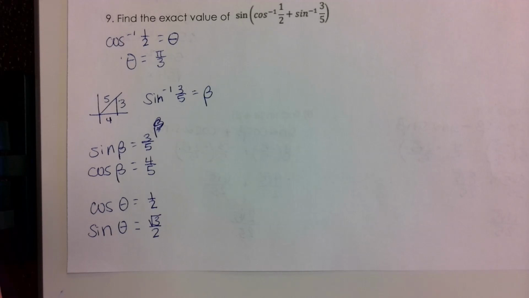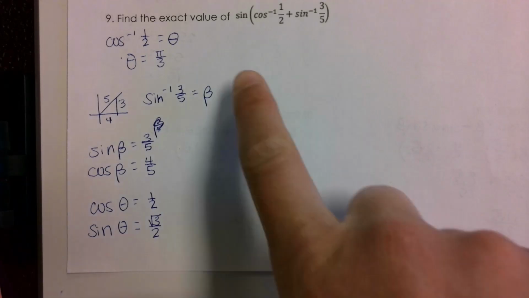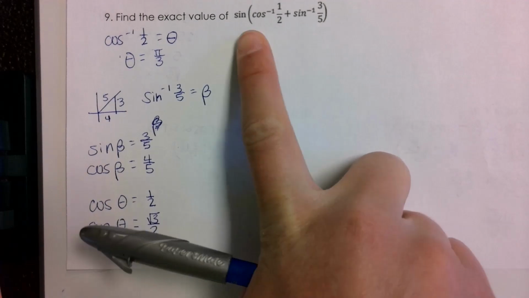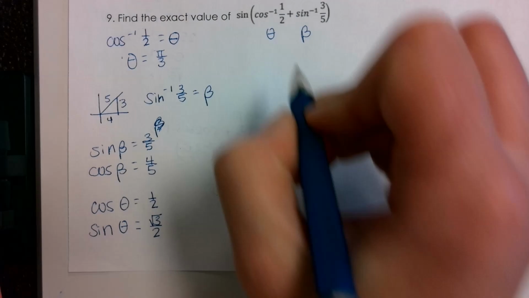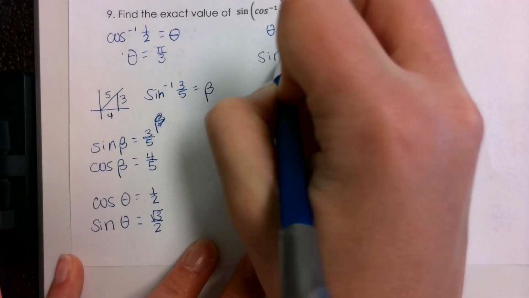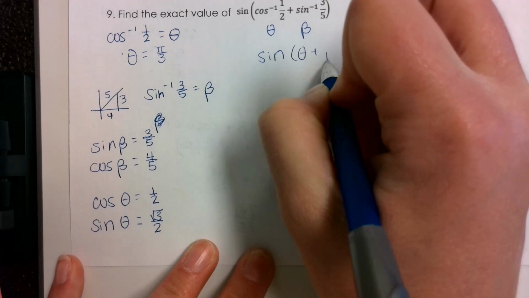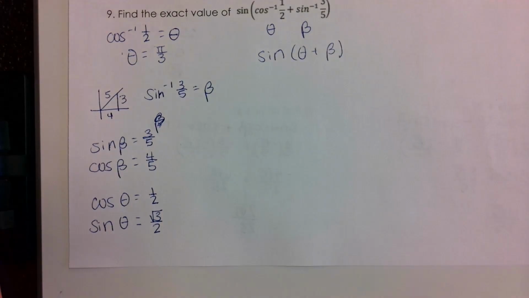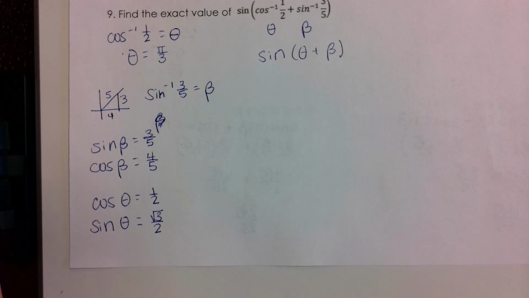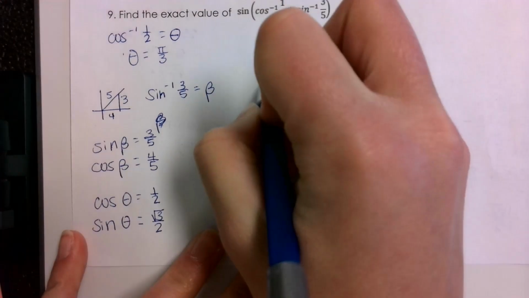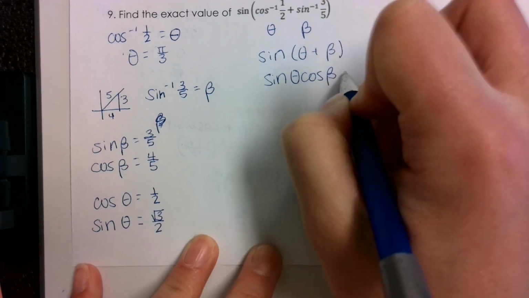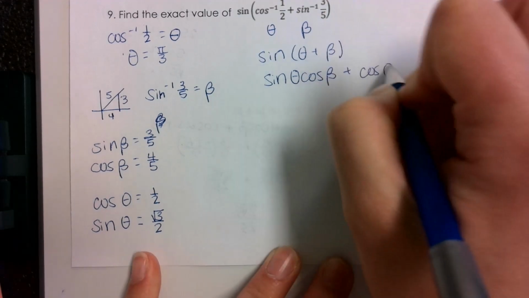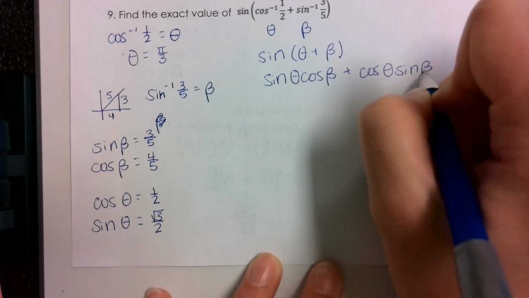So now that we have all of that stuff, it's basically just like a theta and a beta in here. So we could say this is the same thing as sine of theta plus beta, and then we're just using our rules from the front. So we'll have sine of theta, cosine of beta, plus cosine theta, sine of beta. That's just pulling your rule from the front for sine when you're adding angles.